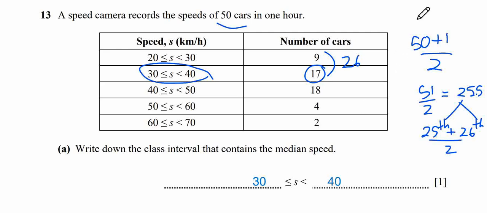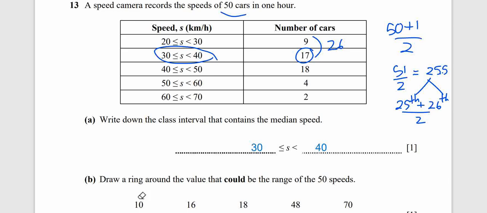Next question, 13b. So now we are in question 13b. Draw a ring around a value that could be the range of the 50 speeds. So the range is 10, 16, 18, 48, or 17.